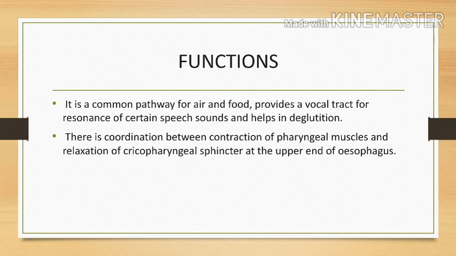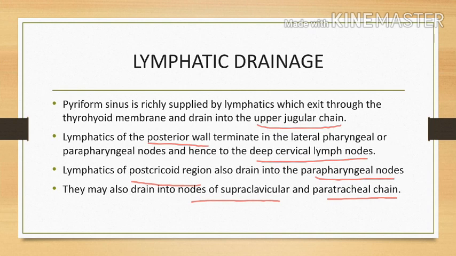One important thing that I missed out while telling about the lymphatic drainage is that the rich lymphatic network of the piriform fossa also explains why nodal metastases are seen in carcinoma of this region. It is particularly because of the rich lymphatic drainage.